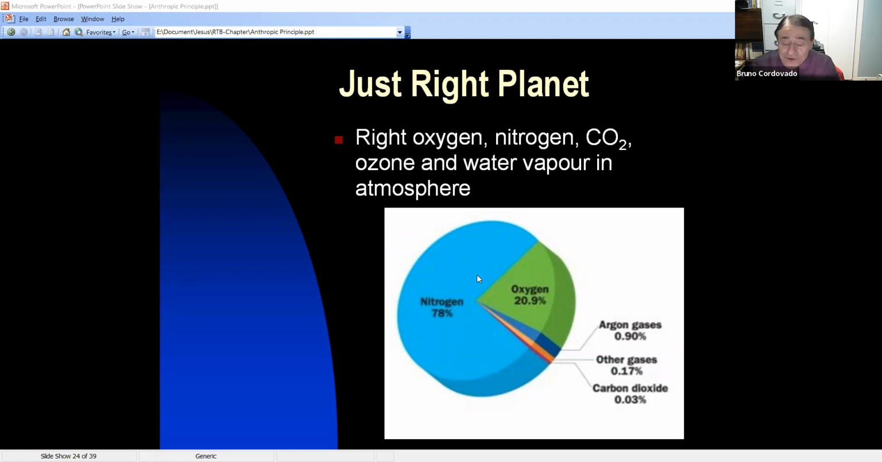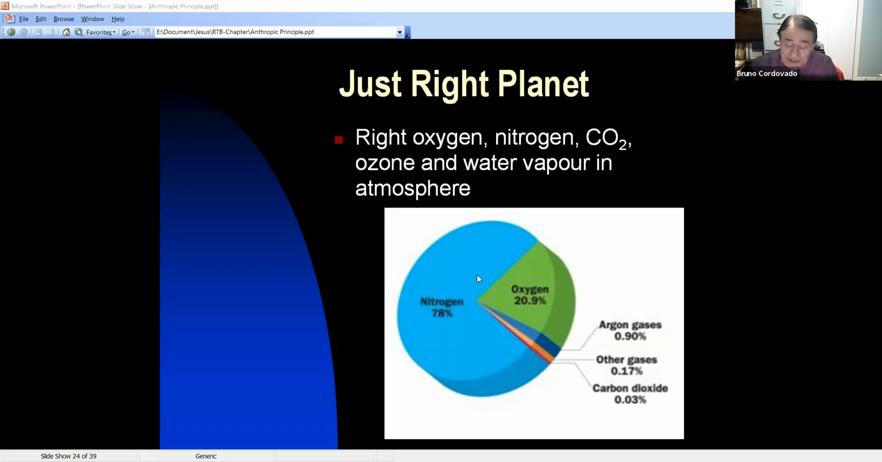You need to have the right amount of water vapor. And the same way, water vapor produces the greenhouse effect as well. And if it's too little water vapor, you don't have enough rainfall. Then you have ozone in the upper atmosphere. It protects us from ultraviolet light. If you have too much ozone, the temperature would be too low on the surface. And if you had too little, you would have too much ultraviolet radiation.